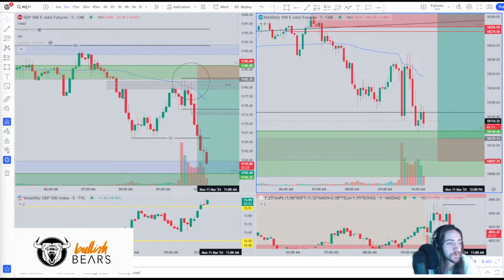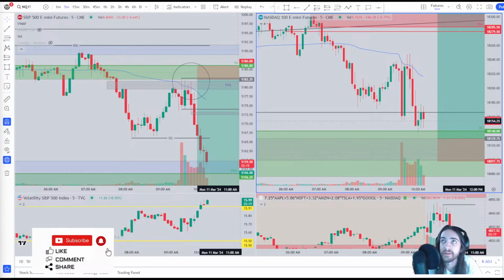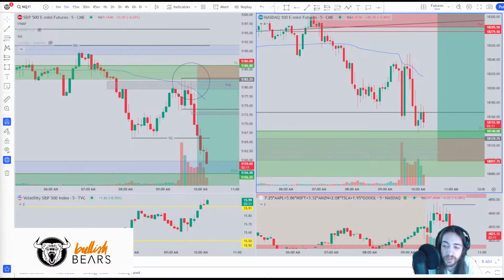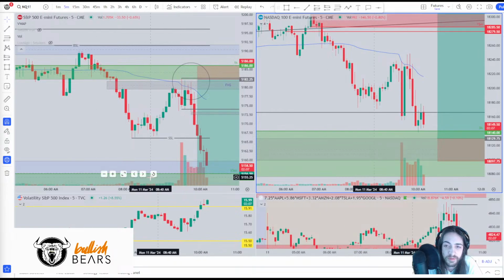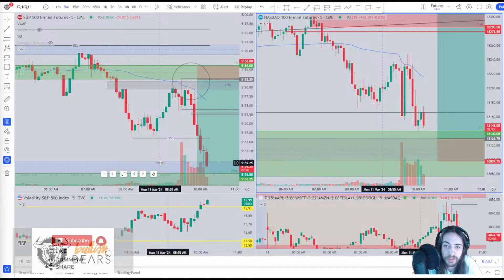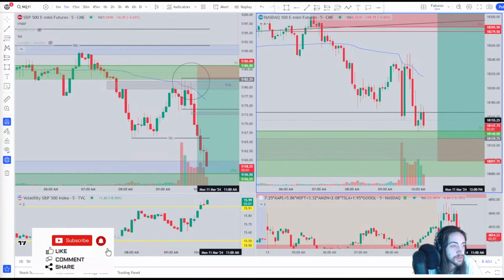The problem is Apple's having trouble going lower. It's still red on this candle, but every time it tries to push lower, buyers step back in and push it higher. So if Apple gives up, we're going lower. Weighted index pushing lower. Just bears look like they want it. ES pushing lower. VIX pushing higher. Bears look like they want it. Would not go long here.